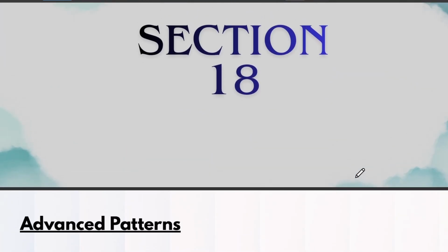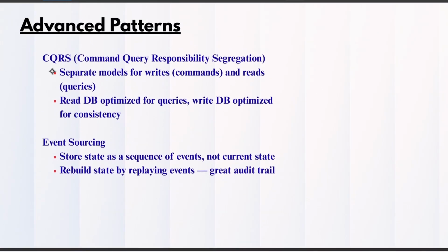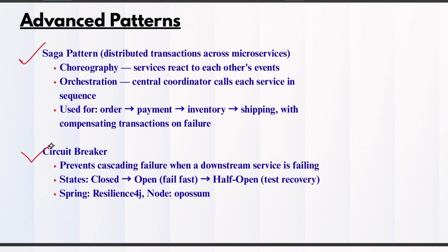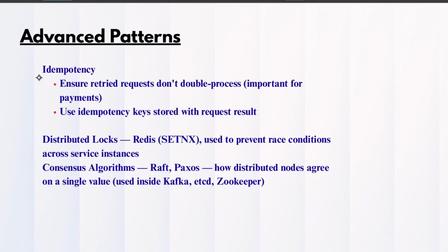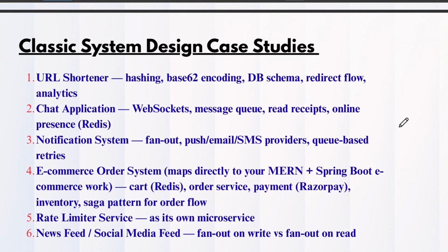If you come down, this is the last section that we need to understand in the complete system design: advanced patterns. In advanced patterns, we use something known as command query responsibility segregation, event sourcing, and a little further down, the Saga pattern, circuit breakers, and idempotency. We need to ensure distributed logs and consensus algorithms. And finally, I want to discuss classical system design case studies.